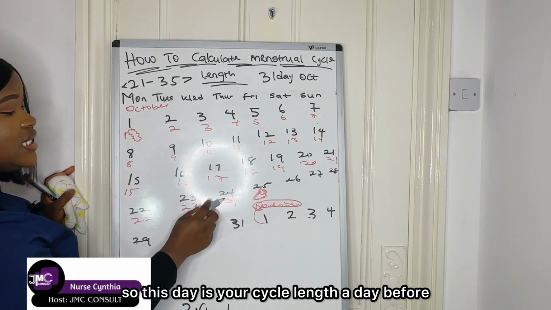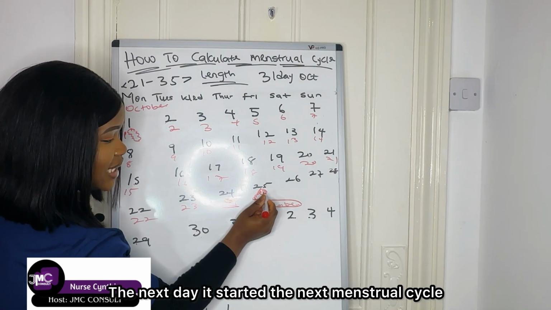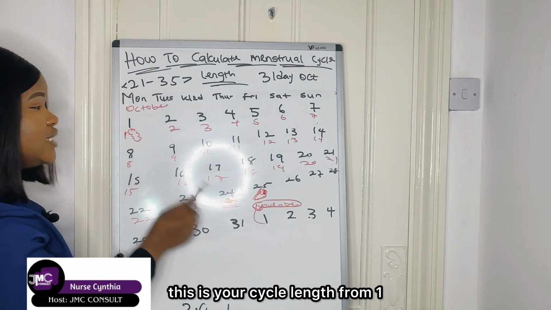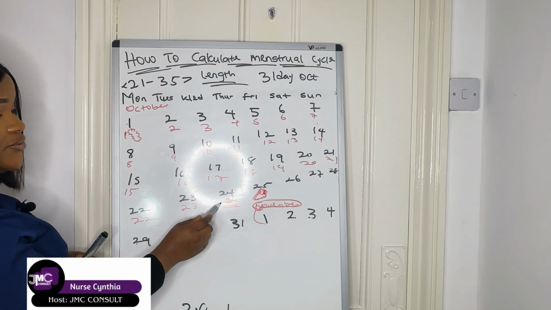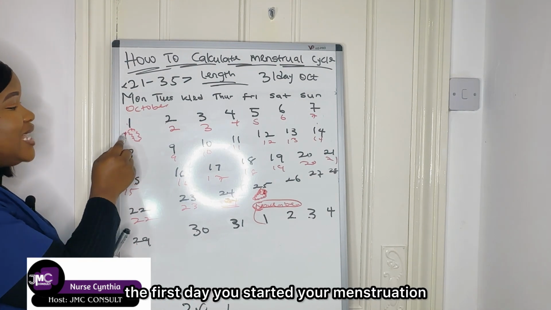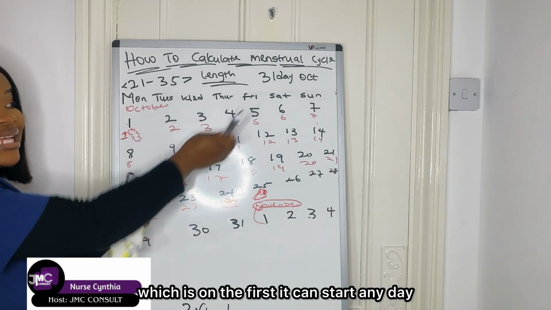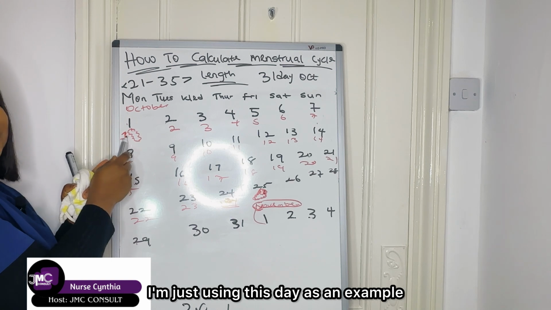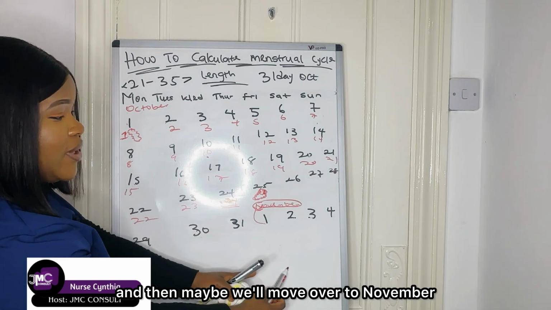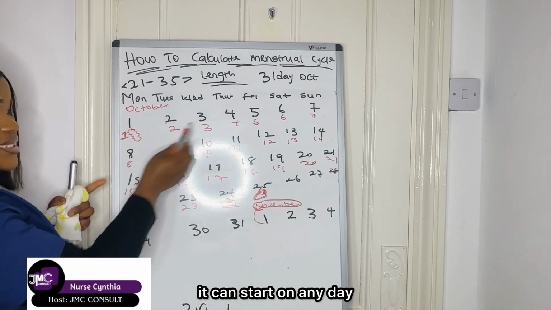So this is your cycle length, a day before the next menstrual cycle started. From 1 to 24 is your cycle length. So you are going to count from the first day you started your menstruation, which is this very day, the first. It can start any day. I'm just using this day as an example. It can start on the 10th, and then maybe we'll move over to November and start counting in November. It can start on the first or on any day.